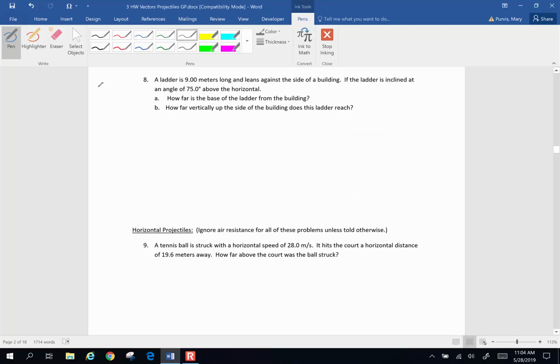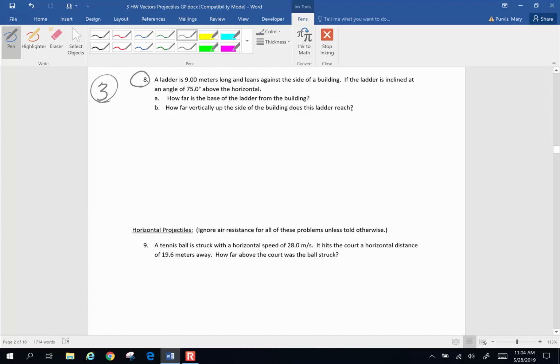Hi everyone, we're continuing with some Chapter 3 homework problems, number 8. A ladder is 9 meters long and leans against the side of a building. If the ladder is inclined at an angle of 75 degrees above the horizontal, how far is the base of the ladder from the building, and how far vertically up the side of the building does the ladder reach?